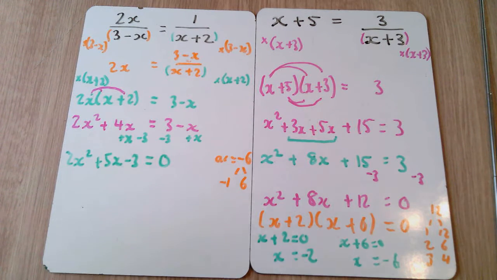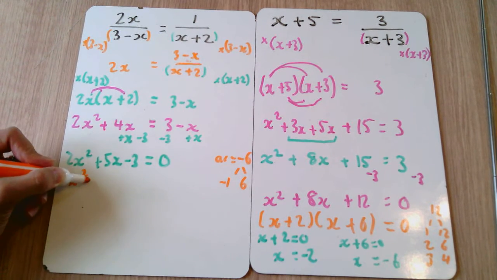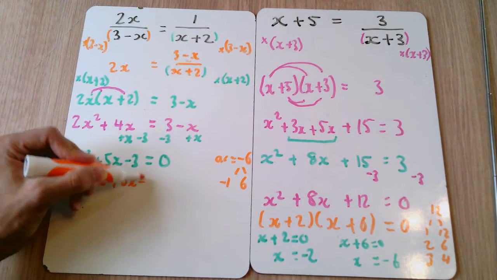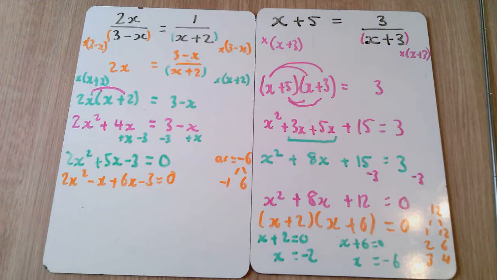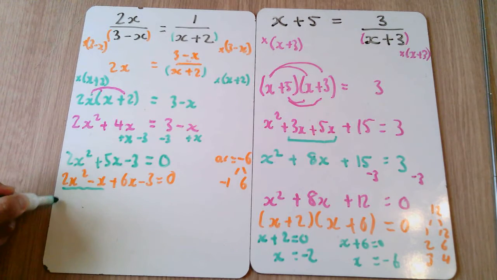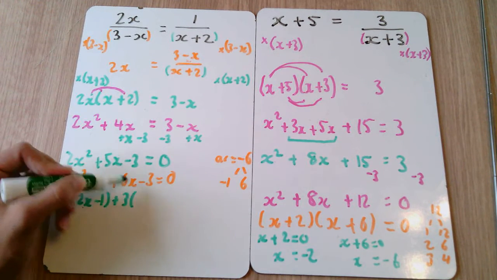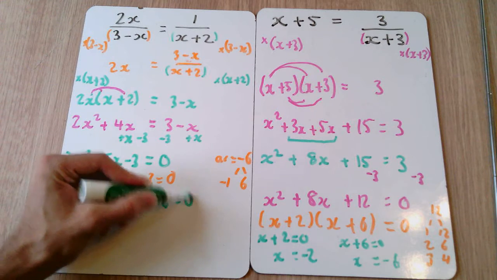So if we do this via our process we've done before, that's going to be 2x squared minus x plus 6x minus 3 is equal to 0. We can now factorize these out in our pairs, giving us a factor of x brackets 2x minus 1 plus 3 brackets 2x minus 1 is equal to 0.